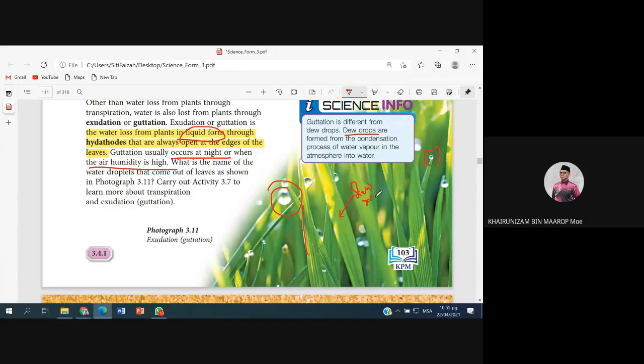Tapi untuk guttation, okay, guttation biasanya at the edge of the leaf. Di sini dia akan mengeluarkan air. Okay.